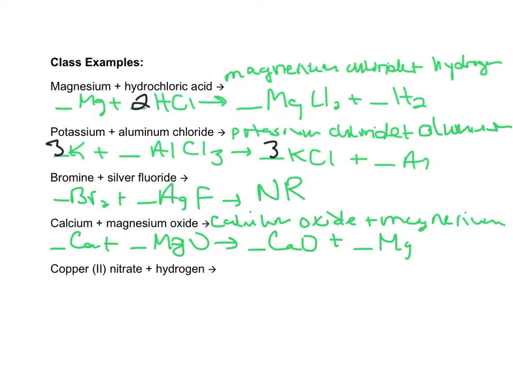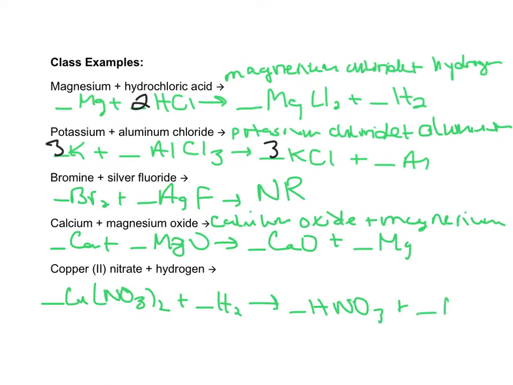And last one, copper 2 nitrate and hydrogen. So copper 2 nitrate, copper nitrate with a 2 after it, plus hydrogen. So now hydrogen is going to be our singular element. What's it going to try to replace? It's going to try to replace copper. So check your activity series and make sure that's going to happen. Hydrogen is higher, which means we're going to end up with hydrogen and nitrate. Oh, so we're going to make an acid here, and copper by itself.